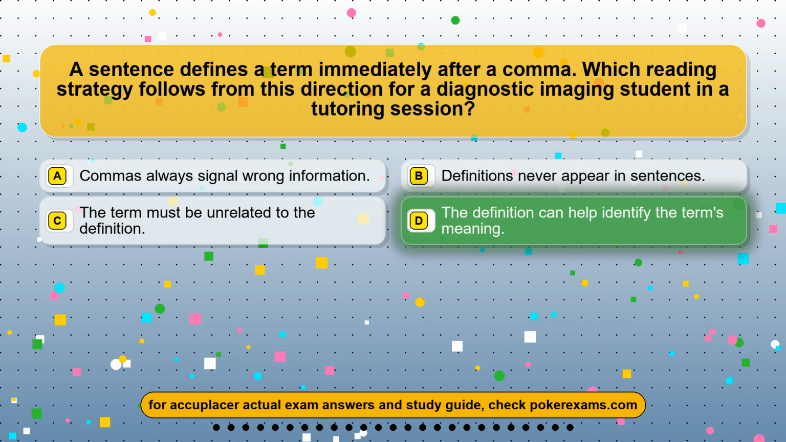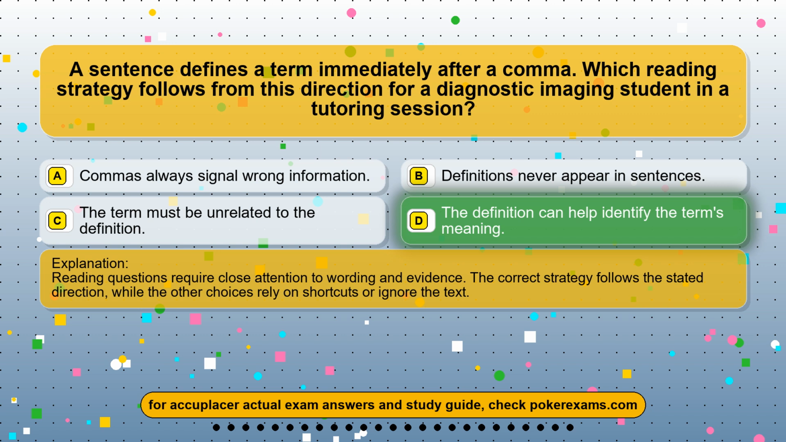The correct answer is option D. The definition can help identify the term's meaning. Reading questions require close attention to wording and evidence. The correct strategy follows the stated direction, while the other choices rely on shortcuts or ignore the text.